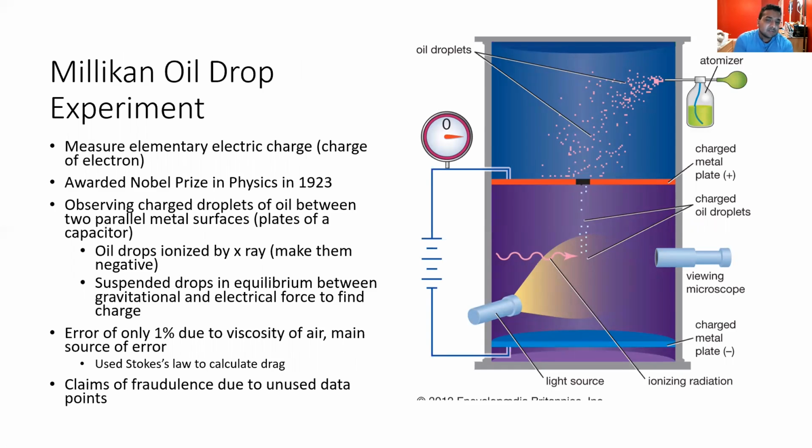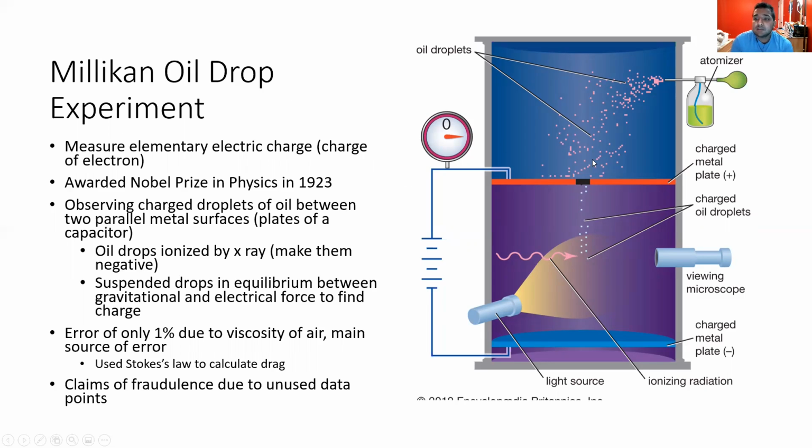The Millikan oil drop experiment is very fundamental. This will come up as a toss-up. It'll come up in bonuses. This will come up all the time. So the Millikan oil drop experiment essentially measured the elementary electric charge, or the charge of an electron. It was also awarded the Nobel Prize in Physics in 1923.